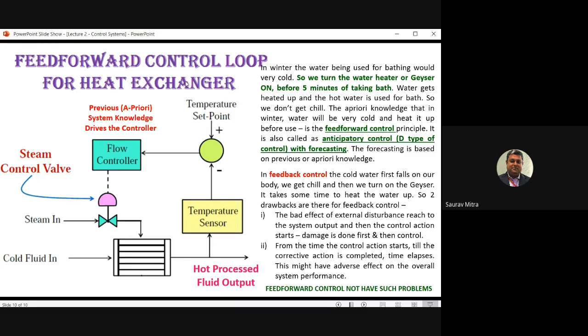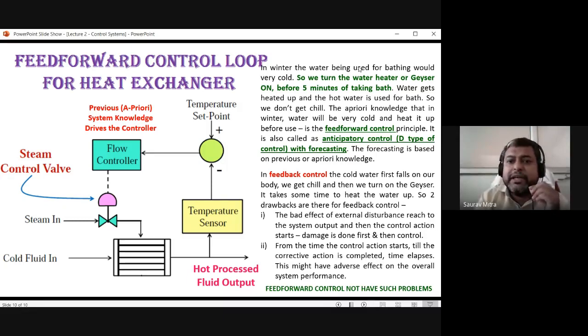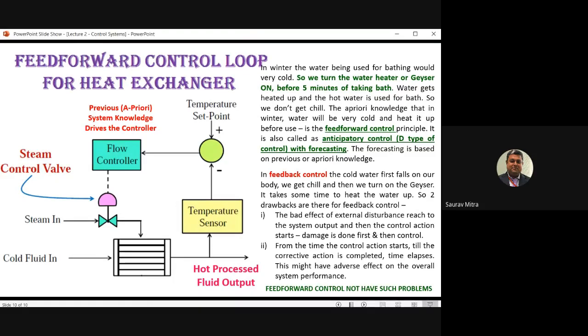So the same example I have given here. In winter, we know that water is going to be cold, so we turn on the heater 5 minutes before taking a bath. Water gets heated up, the hot water is used for the bath, so we don't get the chill. With the a priori knowledge that the water in winter will be cold, we heat it up before use. This is actually feed forward control.